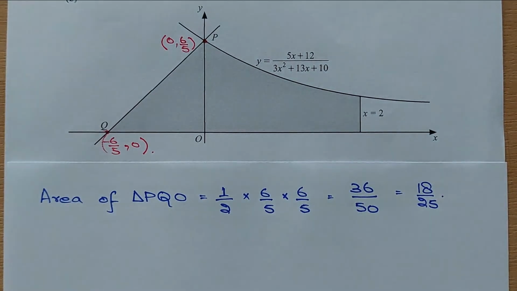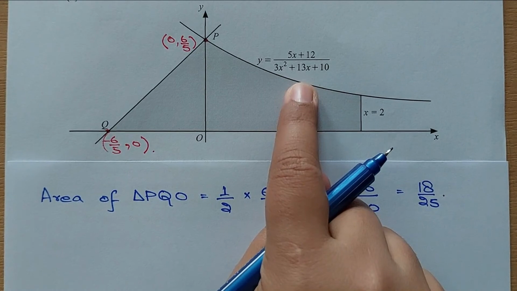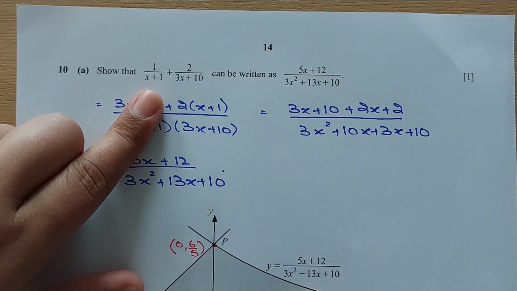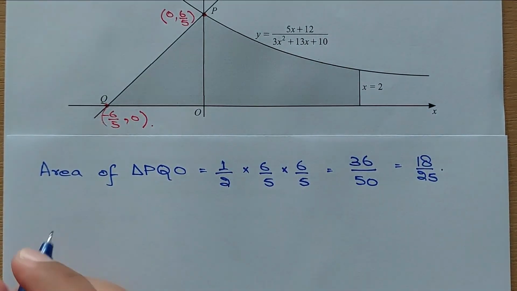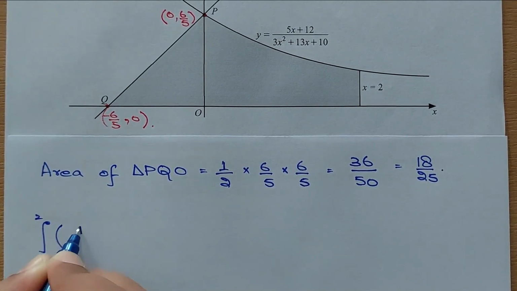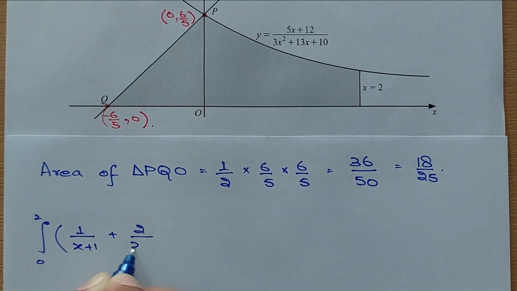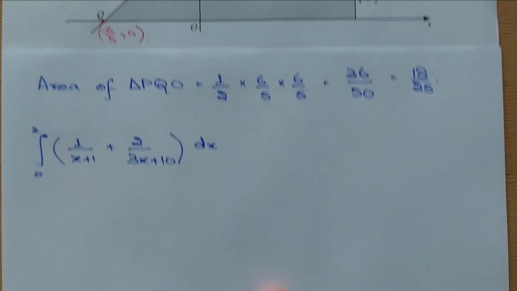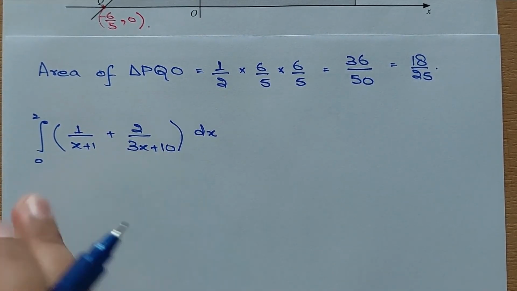Okay, now the next thing is we need to find the area under this curve when x is between 0 and 2, and we know that this curve from part a is basically equivalent to this, so we need to integrate this function with respect to x between the limits 0 to 2. So the limits are 0 to 2 and 1 over x plus 1 plus 2 over 3x plus 10 dx. Right, so let me simplify it further.